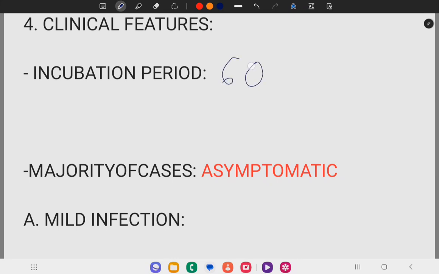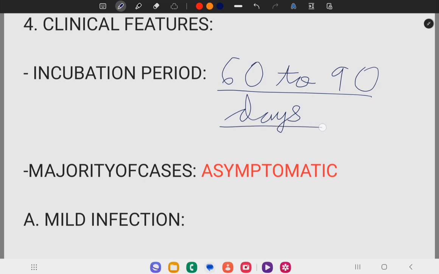Incubation period is 60 to 90 days, and the majority of cases are asymptomatic. The majority of people who are infected with Trichuris are asymptomatic.